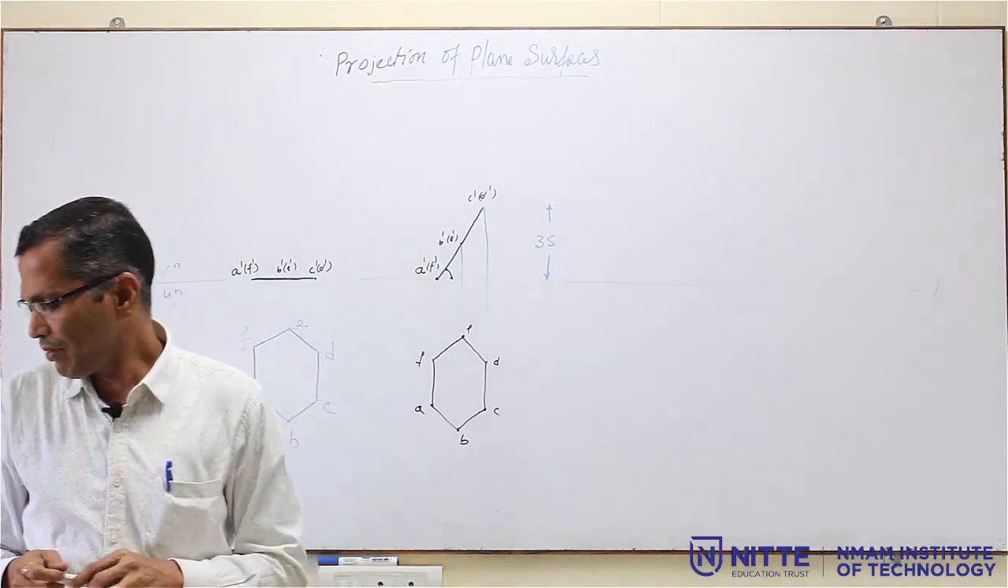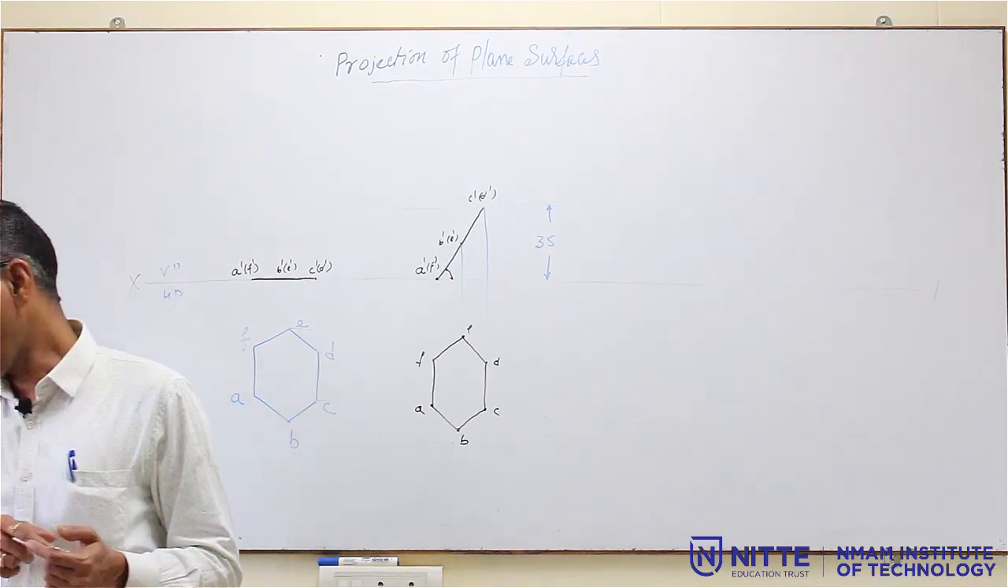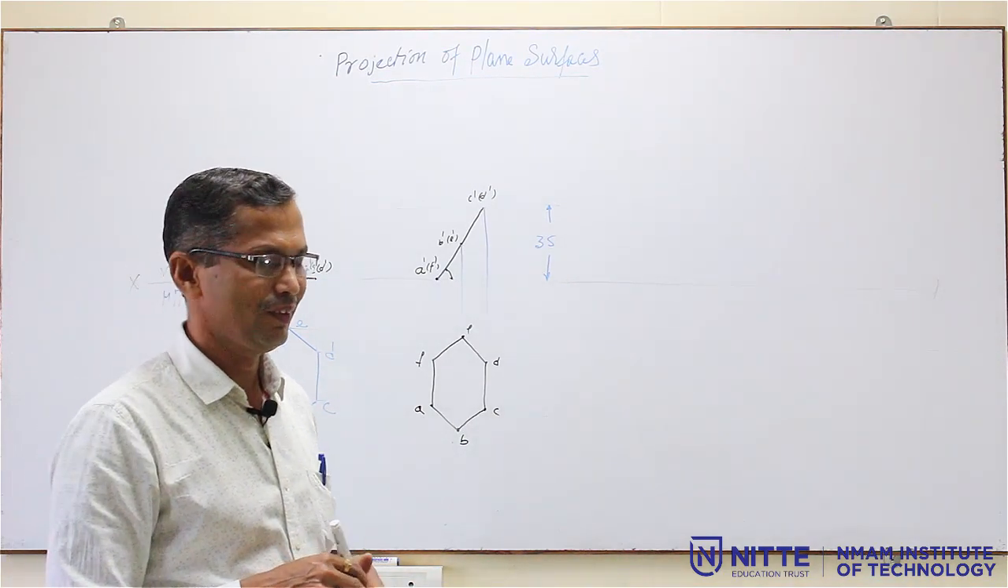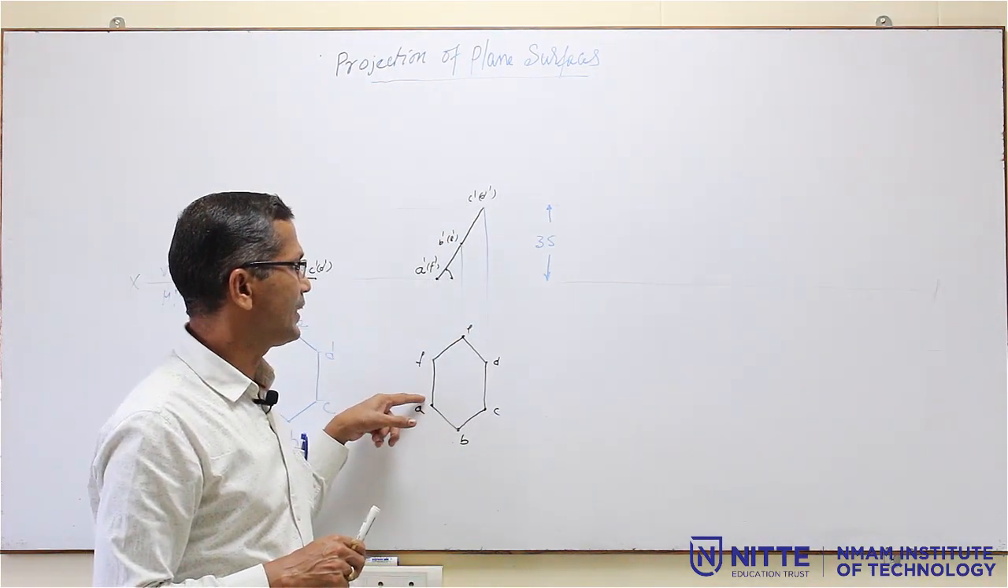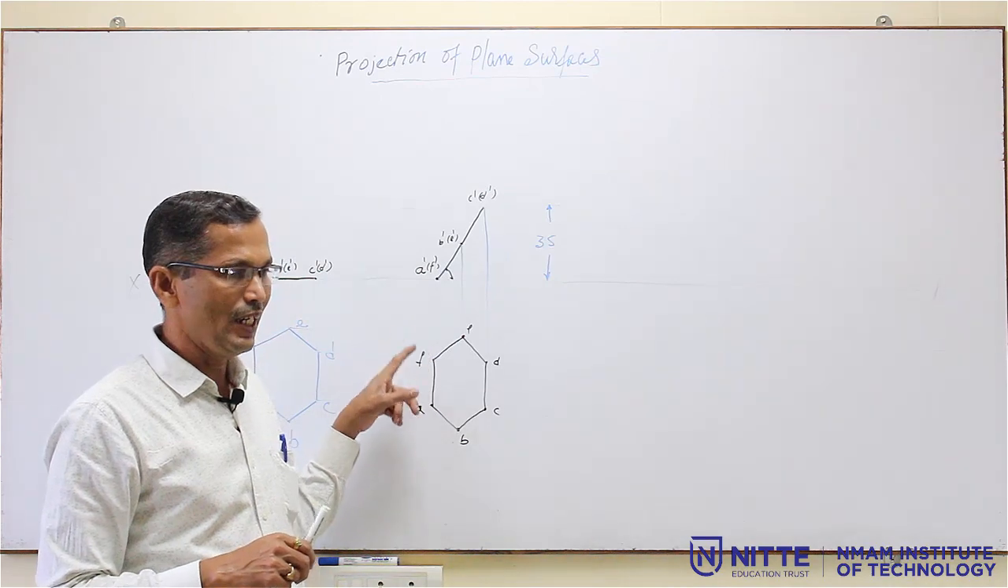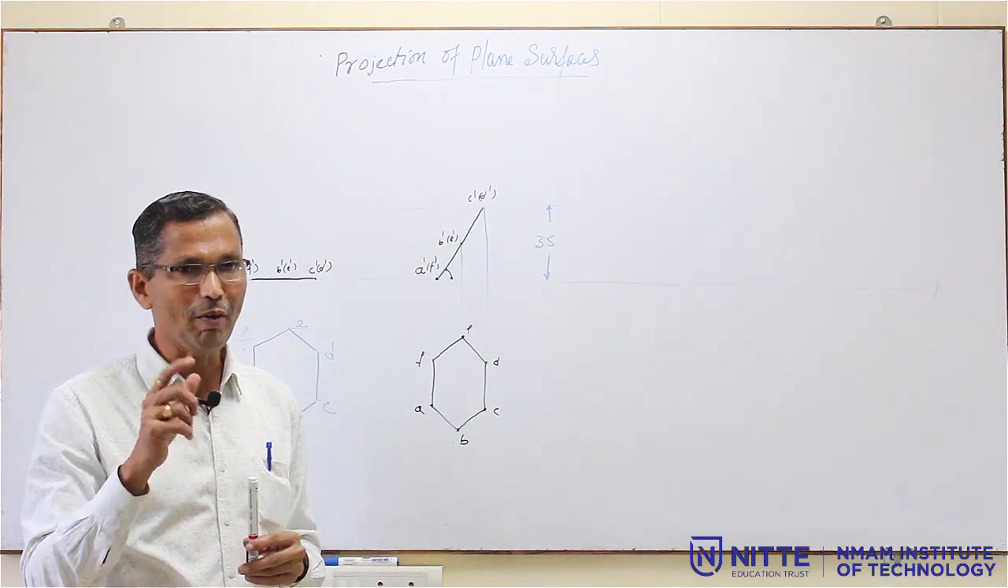So, what is the condition given? One of the sides touches both reference planes. Which side is touching HP now? Side AF is touching HP. That means the same side has to touch the VP also. That is very important. So, read it properly.